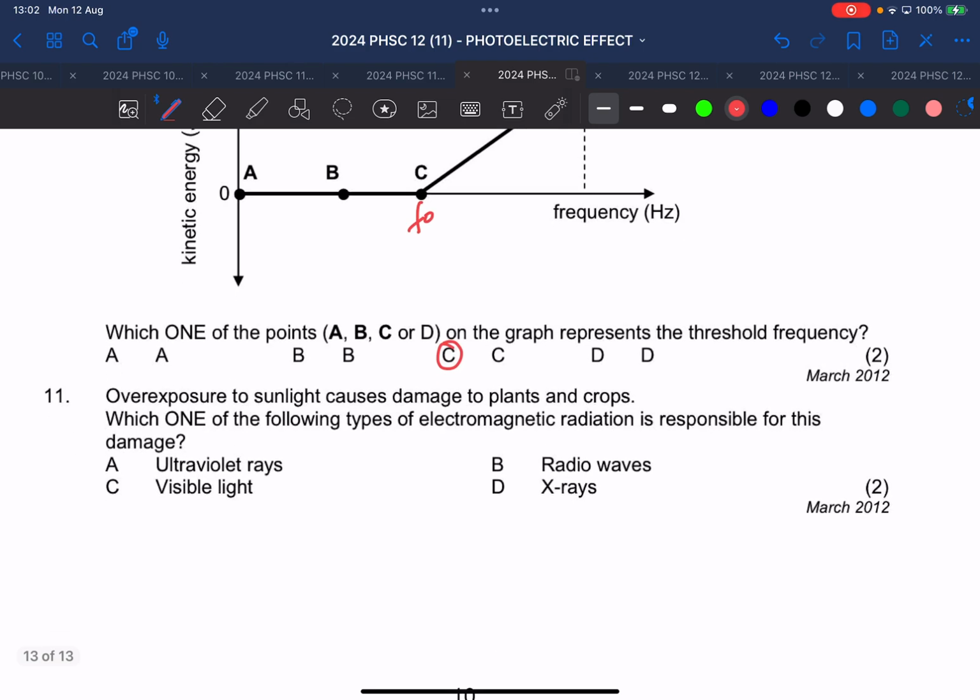Okay, next one. Overexposure of sunlight causes damage to plants and crops. Okay, yes, we know that. Which one of the following types of electromagnetic radiation is responsible for this damage? Radio waves do not come from the sun. Visible light, there's a bit of visible light. X-rays definitely not, then we will all be vegetables. UV.